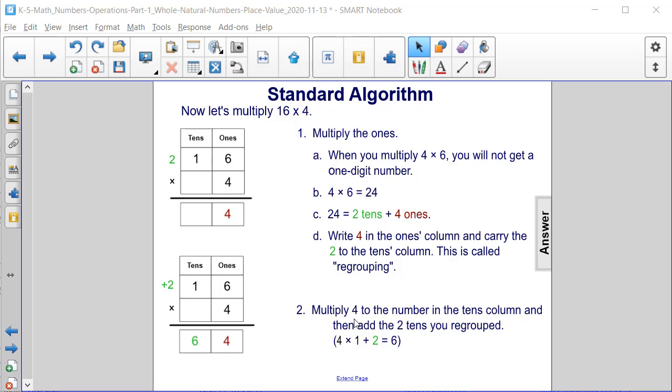Then we're going to multiply 4 to the number in the tens column that we have, 4 times 1, which is 4, and then add the 2 tens that we regrouped and brought over. So again, 1 times 4 is 4, plus 2 gives us 6. So therefore, the product of 16 and 4 is 64.